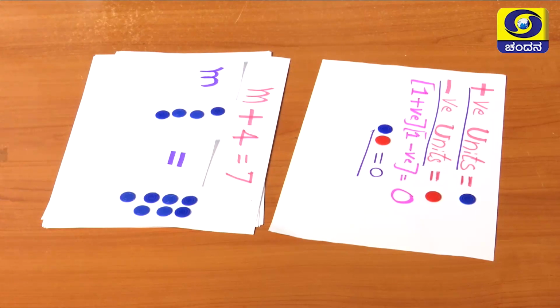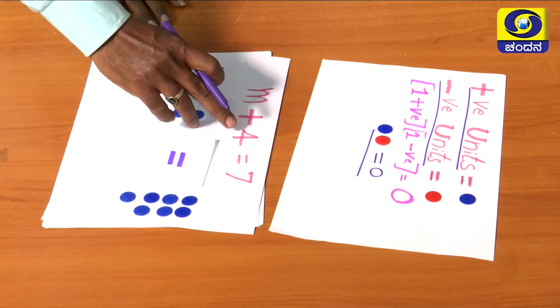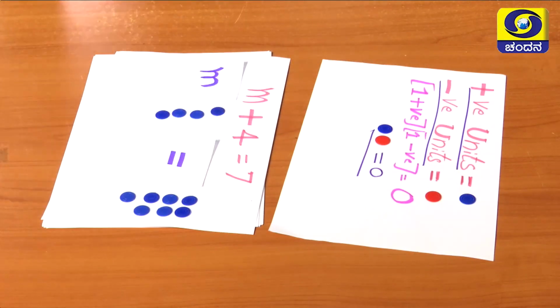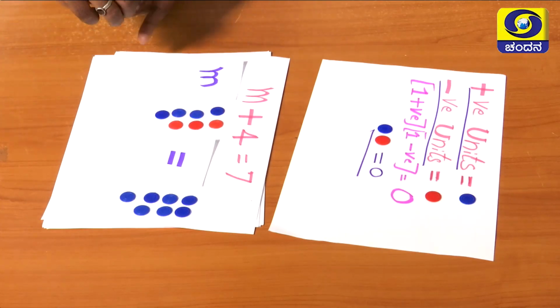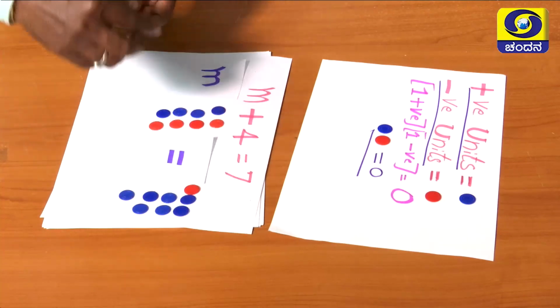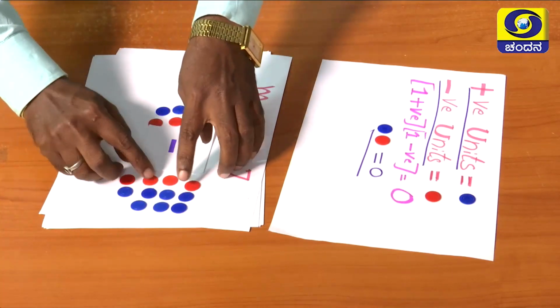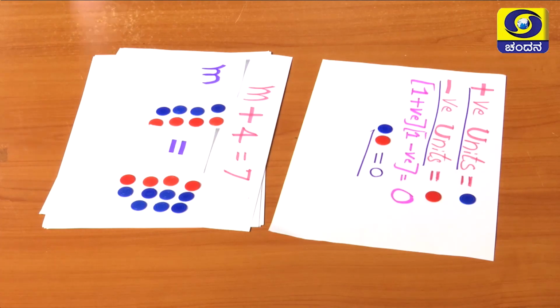Example, m plus 4 is equal to 7. Here m plus 4 is equal to 7. We separate m, so we subtract 4 from the given equation. To subtract 4, we add negative 4 on the left side and on the right side. We subtract on both sides to separate the variable. One positive and one negative unit come to 0.